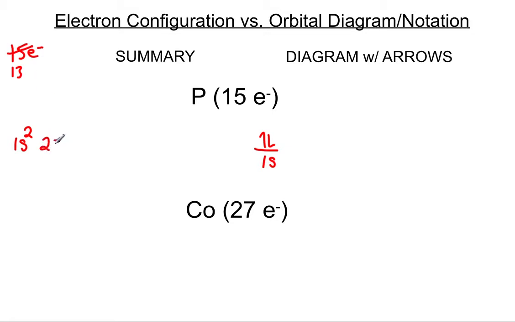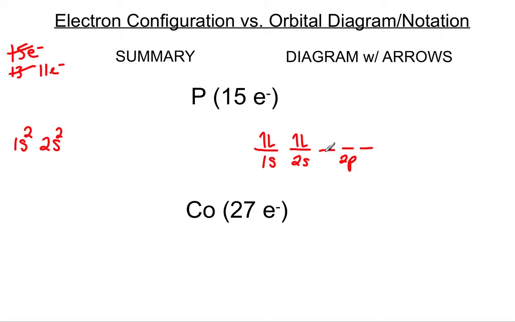Then I'm going to put two people in the 2s seat. Enter row 2. All we see is the S seat over here. We'll fill that first. Then we'll worry about the 2 P seats. And we know that there's 3 of those P seats. We'll worry about them next. So now we're down to 11 electrons.